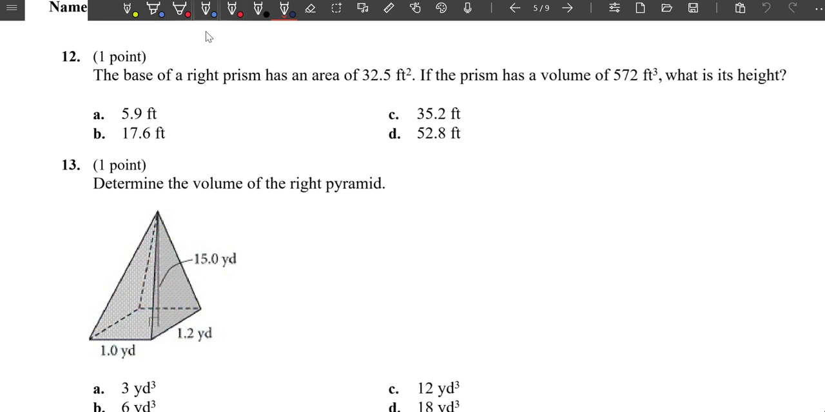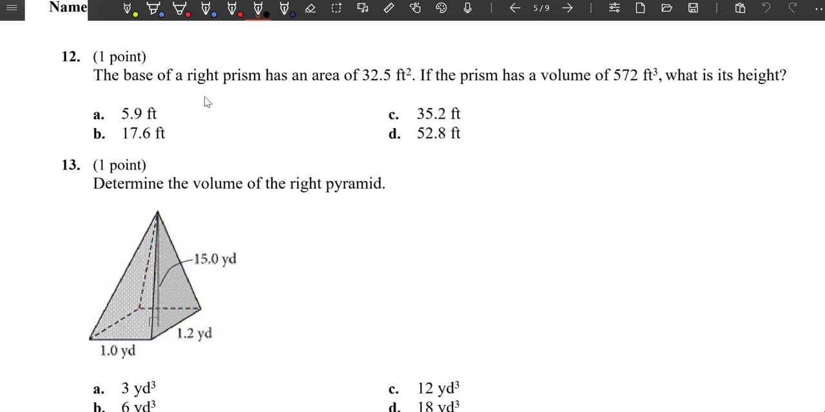Okay, so I just took a look at this page. It's not going to be faster, but whatever. So we've got question 12. The base of a right prism has an area of 32.5 square feet. If the prism has a volume of 572 cubic feet, what's the height?